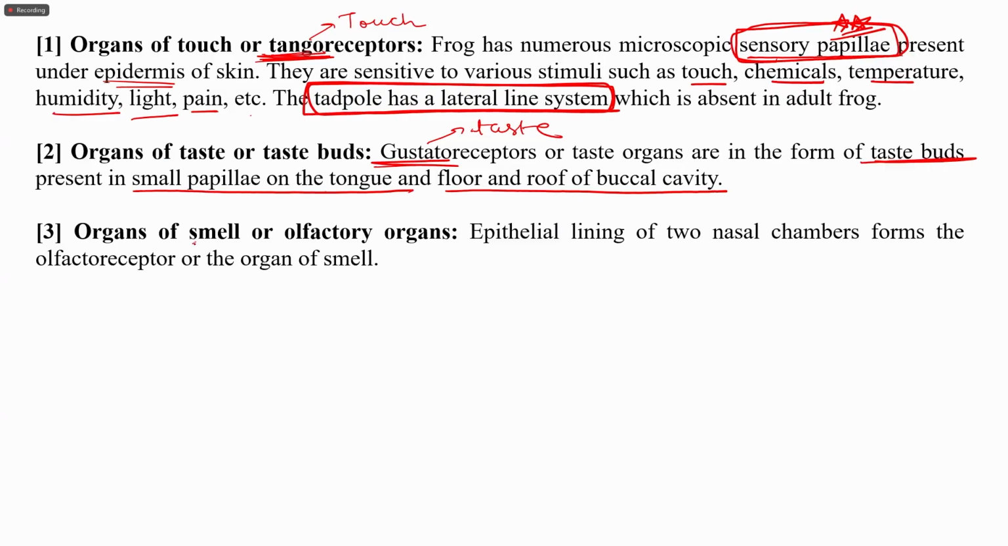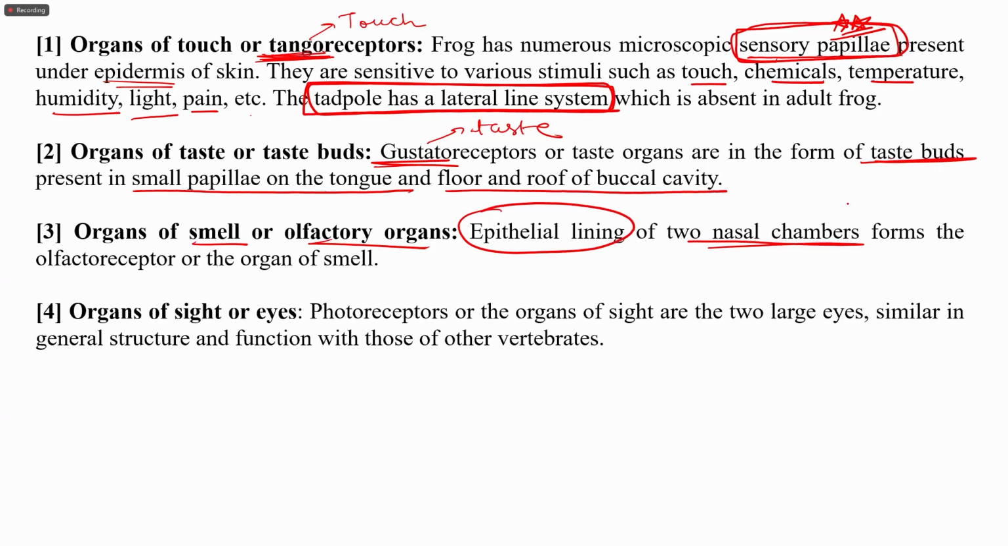Then we have organs of smell or olfactory organs. So this is through the nasal chambers. On the nasal chamber, we have epithelial lining. This epithelial lining of the two nasal chambers forms the olfactory organ or the olfactory receptor of the frog. Then we have organ of sight or eyes. We know that they have eyes. A pair of eyes is present on the head. Large protruding eyes are present. And photoreceptors or the organs of sight are the two large eyes, similar in the general structure and function to those of the other vertebrates.